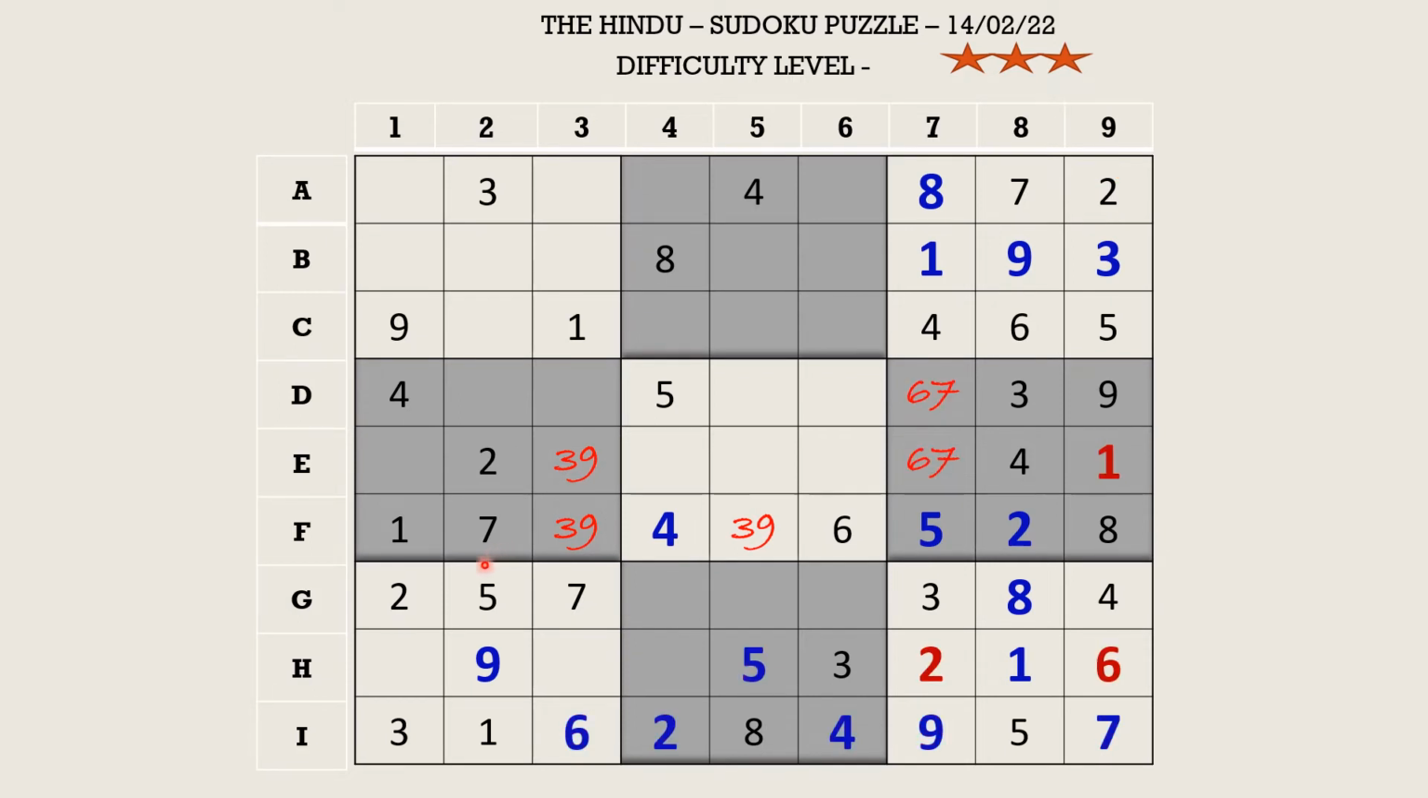In this 7th block, there are only 2 missing numbers and the missing numbers are 4 and 8. There is a 4 here in column 1 which blocks this cell. So H1 takes 8 and H3 takes 4. Now in H row the only missing number is 7.